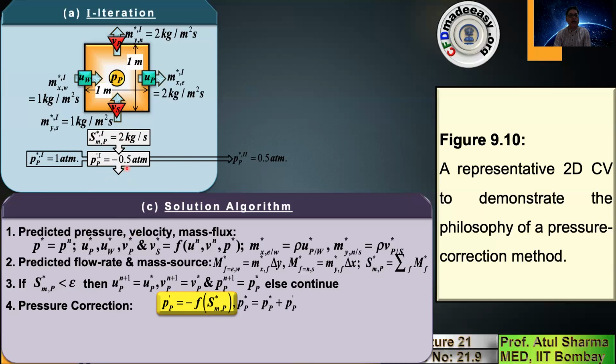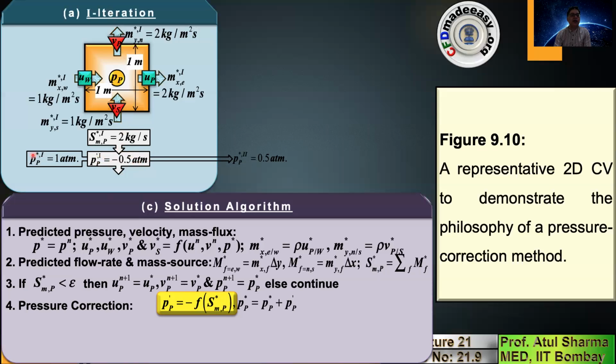In the previous slide, I had not mentioned where you obtain this value, but in this slide I am making it a little clearer, saying that later on we will derive an expression between pressure correction and mass imbalance, with a negative correlation between the two. And from that equation, we obtain the pressure correction as this, which is obtained in the first iteration.